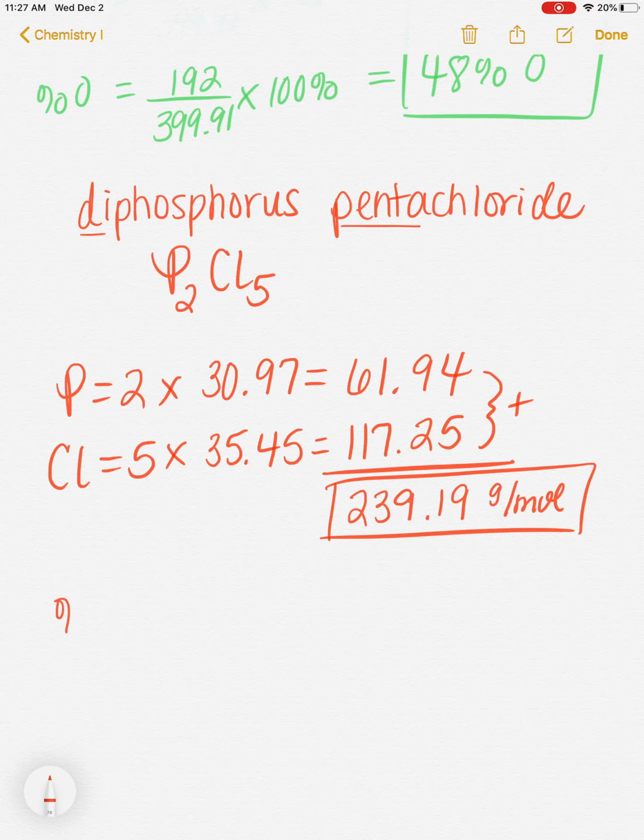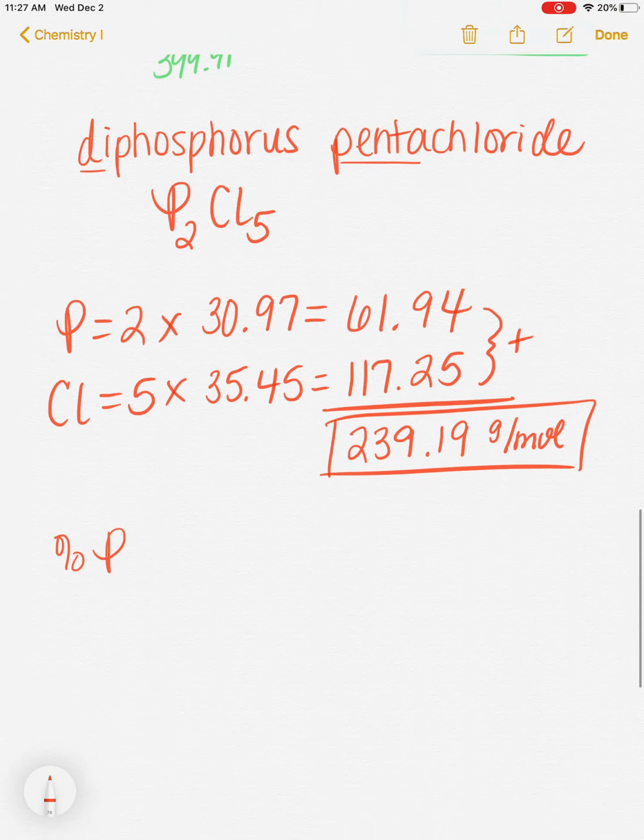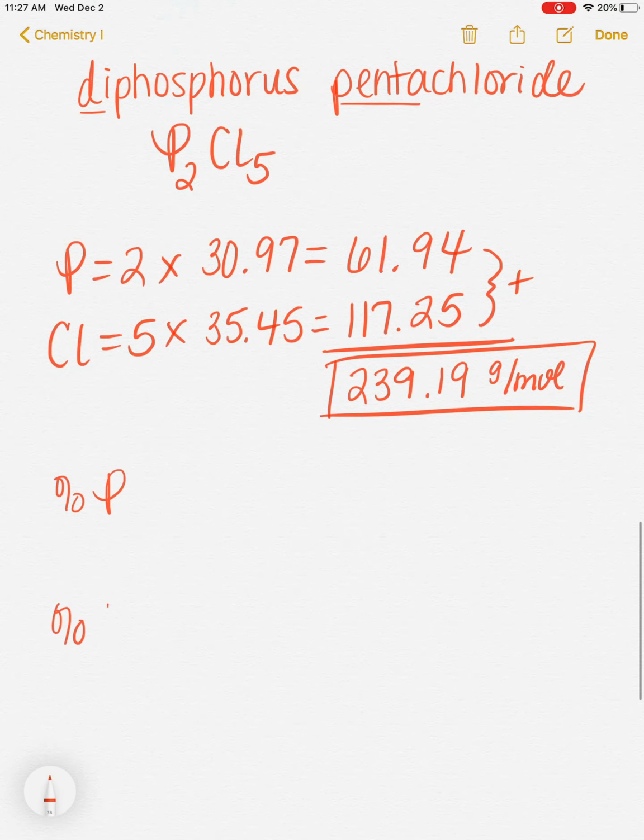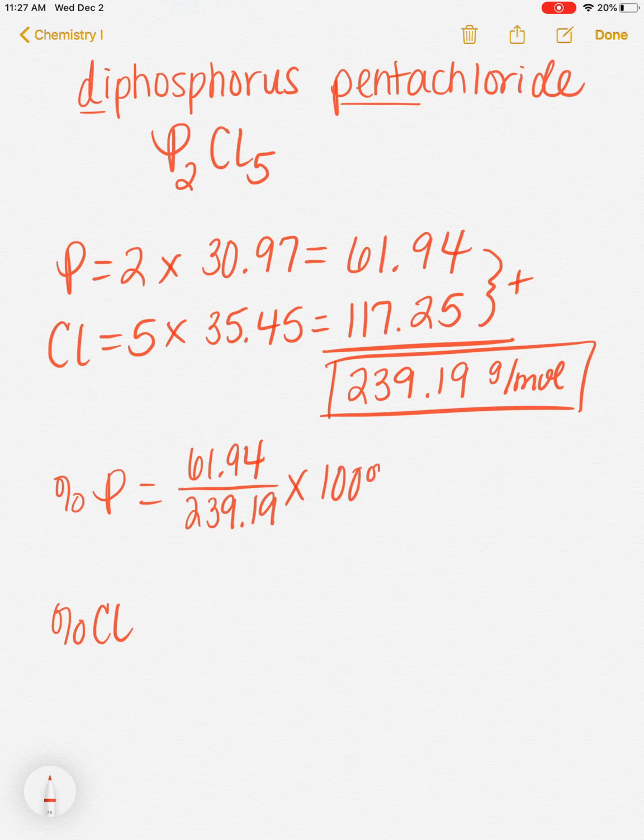We're close to done, but not quite there, because now we need to find the percentage that is phosphorus and the percentage that is chlorine. I have for phosphorus, the total mass of phosphorus in this compound was 61.94. We're going to divide by 239.19, multiply by 100%, and I get 25.9% as my percentage for phosphorus.